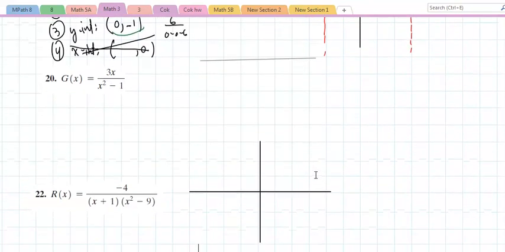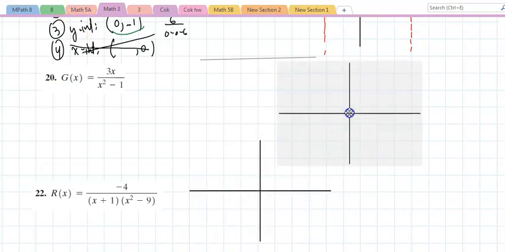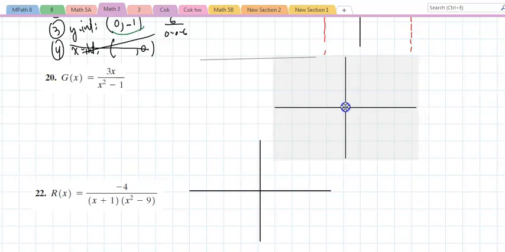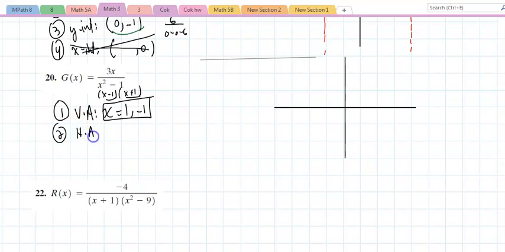I'm looking at number 20. On number 20, I would like to look at, if I factor this, isn't this x minus 1 into x plus 1? 4 main characteristics. 1, the vertical asymptote, that's always the domain. What's the domain on this problem? X cannot equal what? A 1 or a negative 1? There it is. 2, horizontal asymptote.